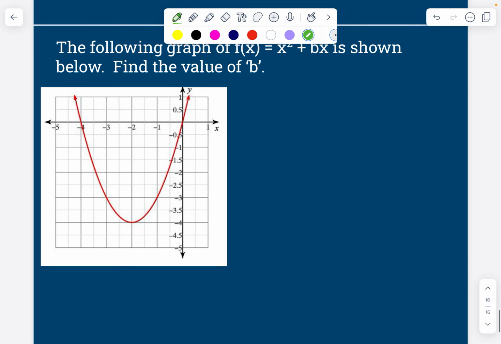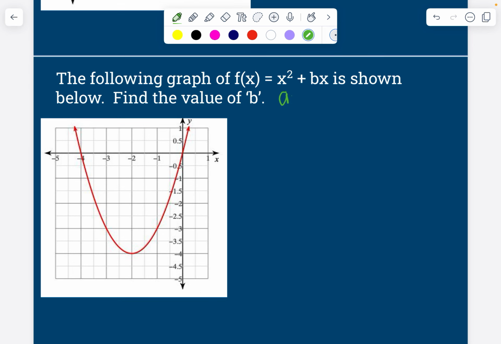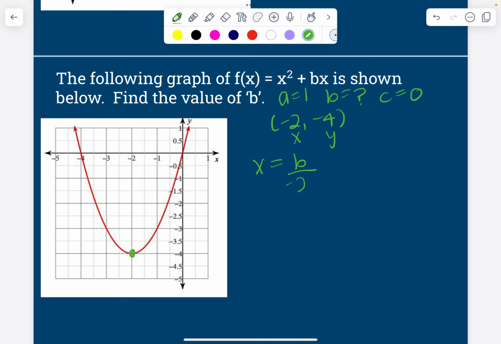Let me show you one more like that. In this case, a is 1, b is question mark, c is 0 because I don't have anything added on. That just means the y-intercept would be at 0, 0. Our vertex is at negative 2, negative 4. So the x value of our vertex is negative 2. Again, we're going to do x equals b divided by negative 2 times a. So negative 2 equals b divided by negative 2 times 1. In this case, a is 1.